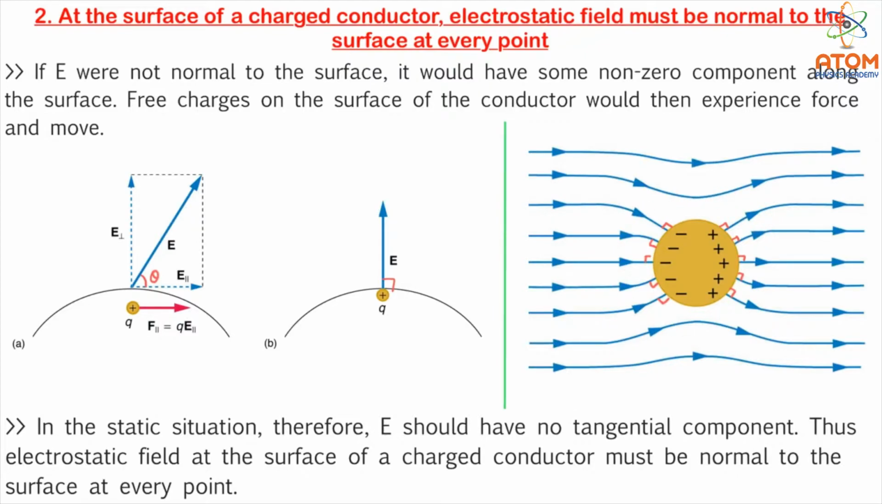So the conclusion is, in the static situation, therefore electric field should have no tangential component. Thus, electrostatic field at the surface of a charged conductor must be normal to the surface at every point.